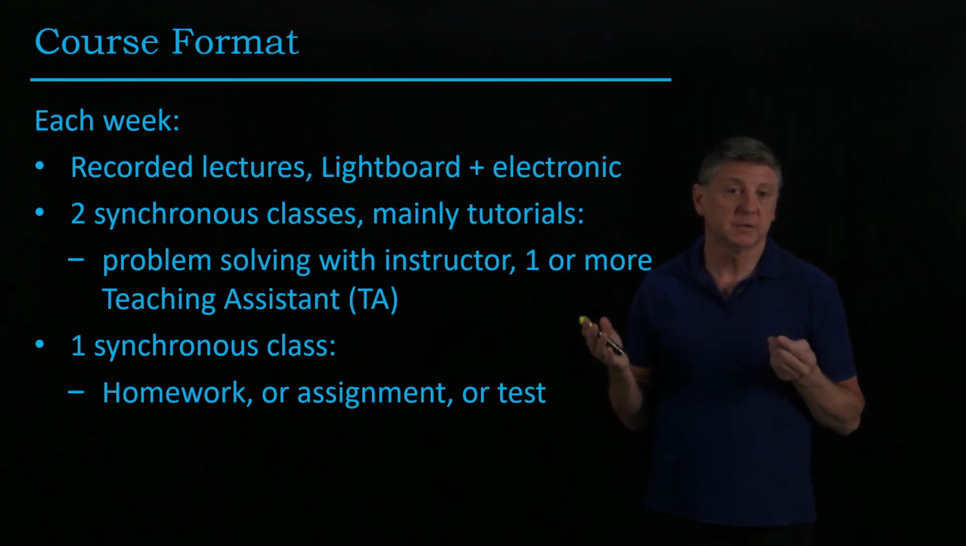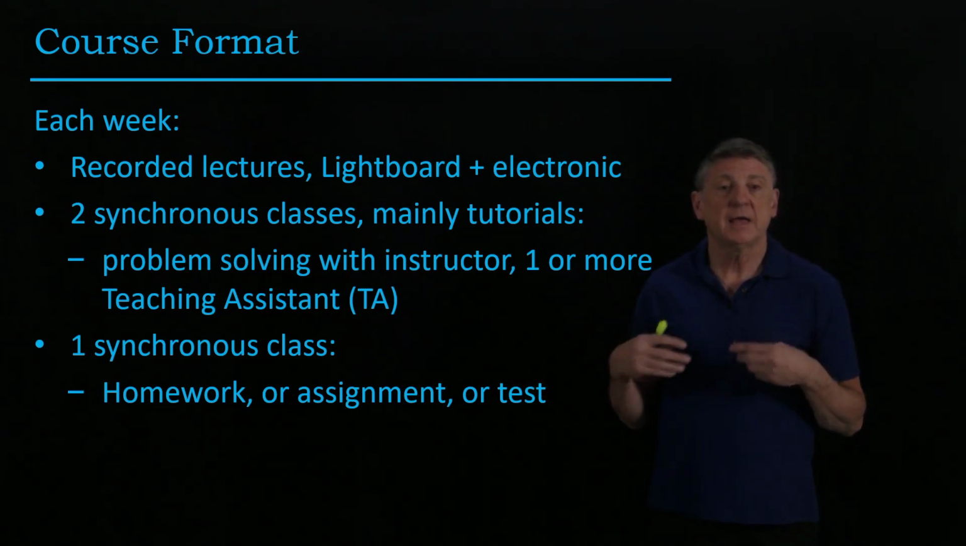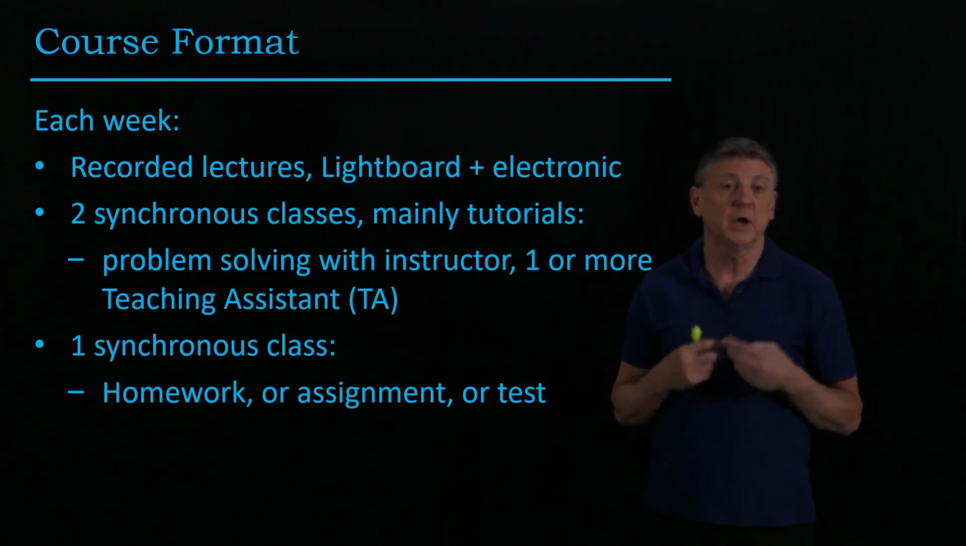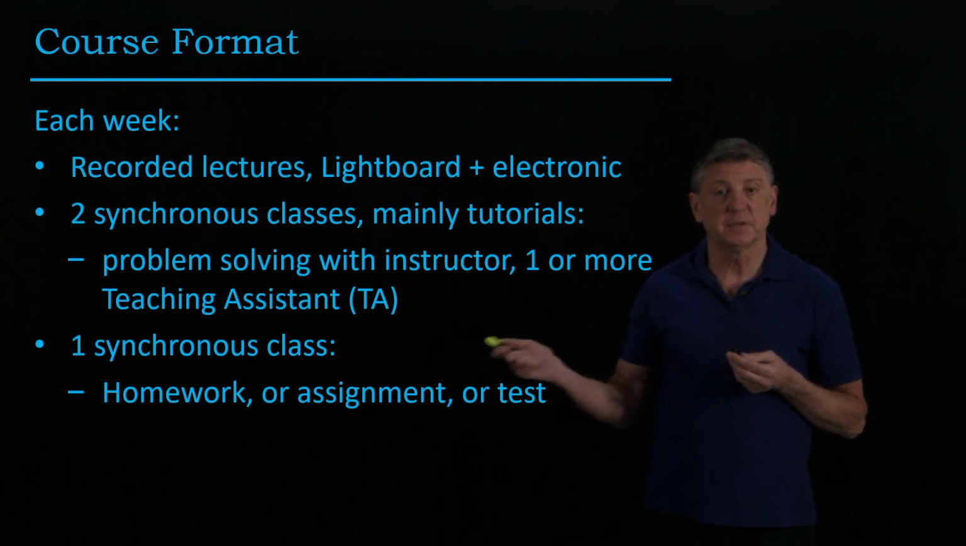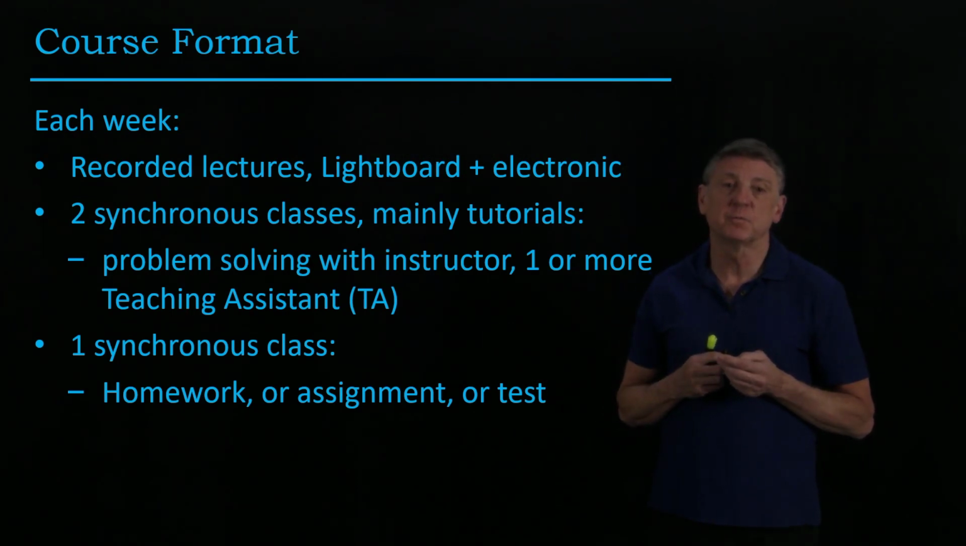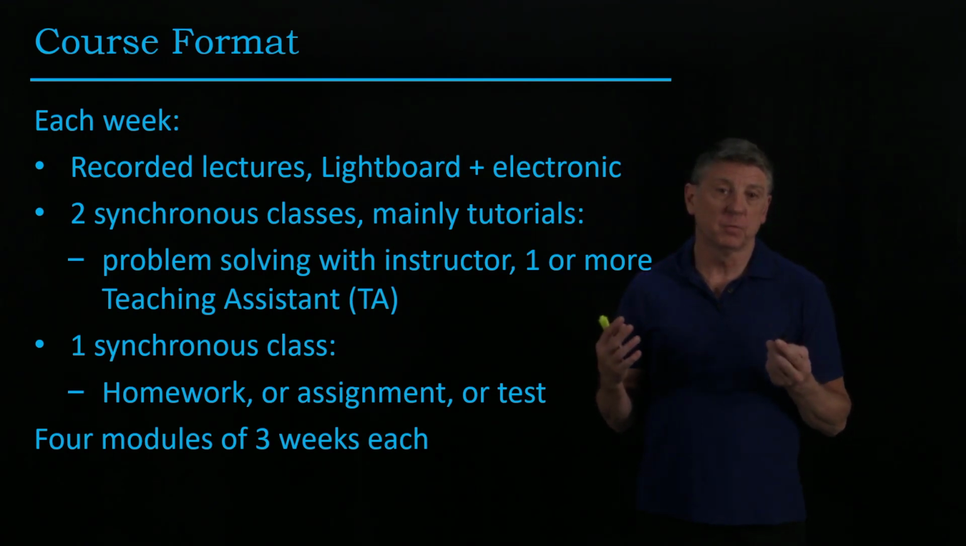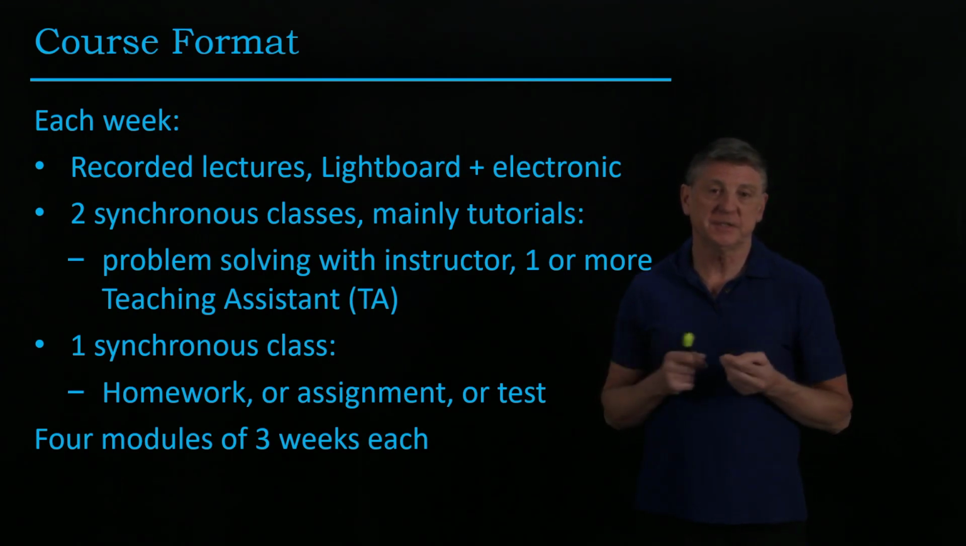There are 12 weeks in a Queen's University semester, and there are 5 assignments and 5 tests, so almost every week you'll be going through some form of assessment. The homeworks you can think of as a form of self-assessment. And these will be broken up into 4 modules of 3 weeks each.